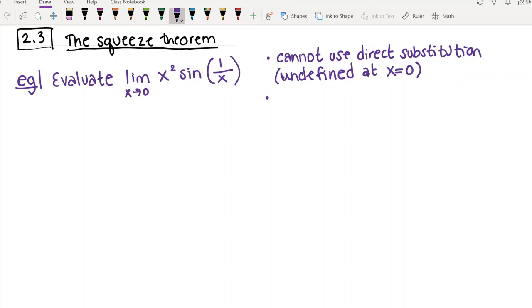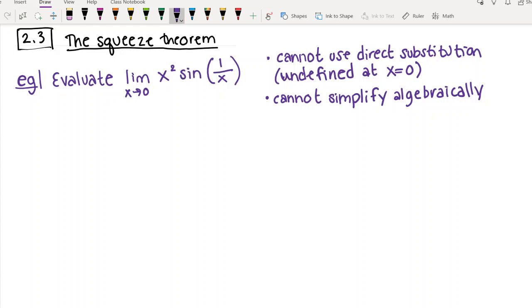And then additionally, none of the simplification methods we've really talked about are going to work here. The problem is that the thing that makes this undefined is the 1 over x, right? But there's really nothing we can do to simplify that. It's not like we can factor and cancel or anything. It's just 1 over x. And additionally, it's inside of sine. So we can't do anything with this function in order to simplify it.